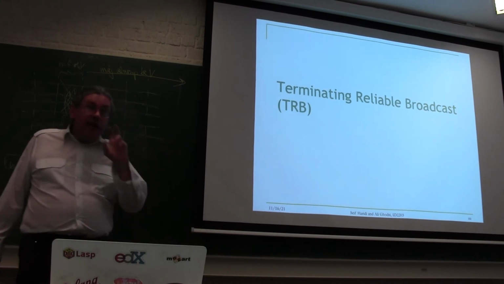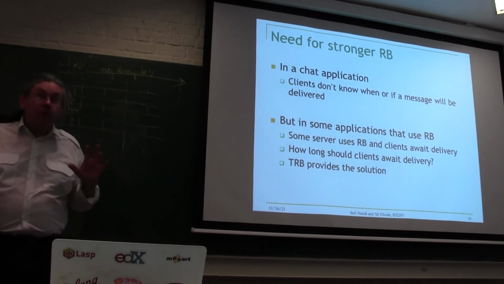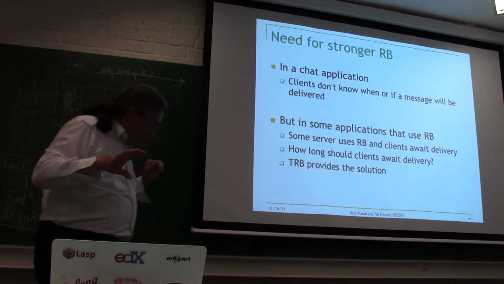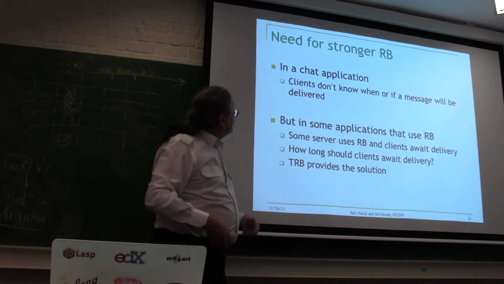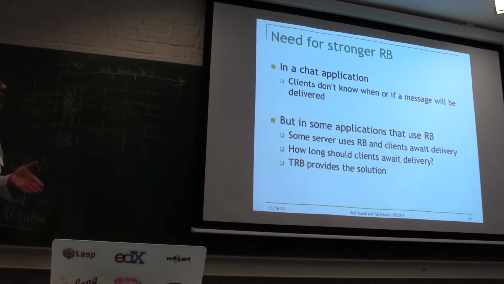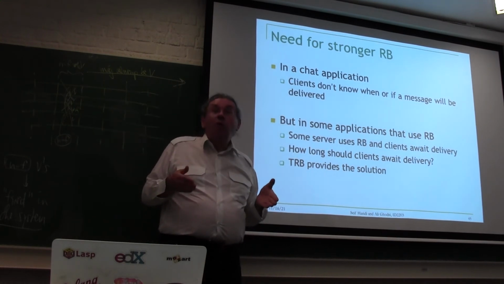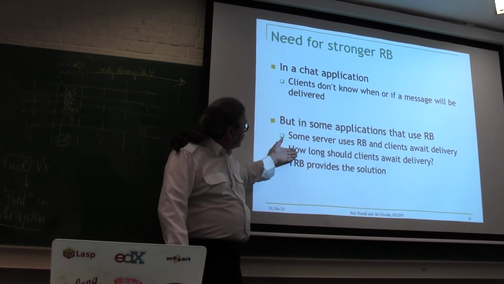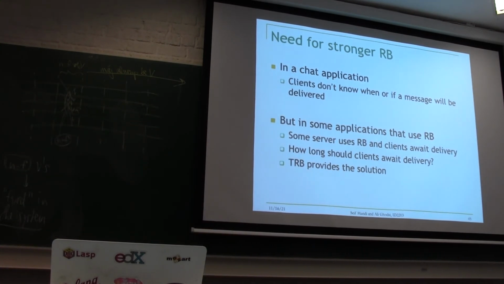And there's a very interesting intuition here. Remember, in a reliable broadcast, let's say you have a chat application. You broadcast a message, and the clients receive the message. But actually, the clients don't know when that message will be delivered. They don't know when the message will be delivered. How long should the clients wait? Can the clients know when the broadcast is finished?